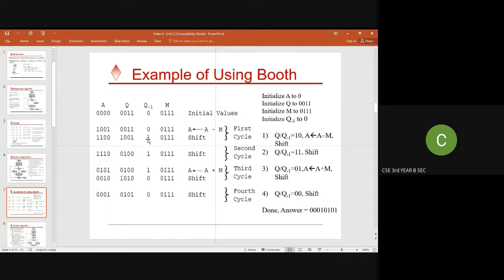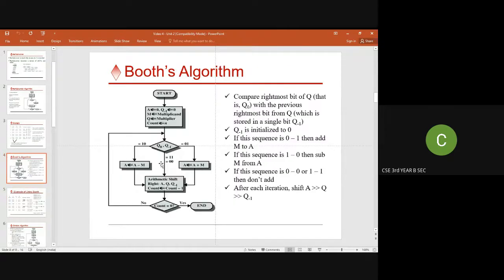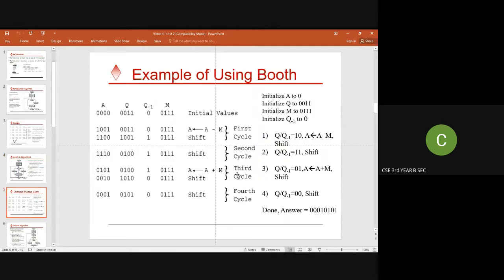And next, check the Q and Q minus 1 value. 1 to 1 means we don't want to do the addition operation, we are just going to do the shifting operation. And after shifting, we will get 0 to 1. 0 to 1 means what we have to do? Check here. 0 to 1 means we have to add M to A. So now we add A plus M, and the result is stored in A. And then we do the shifting operation.